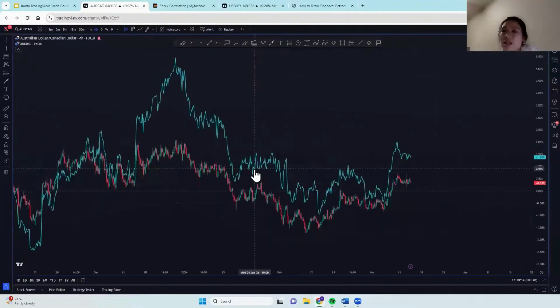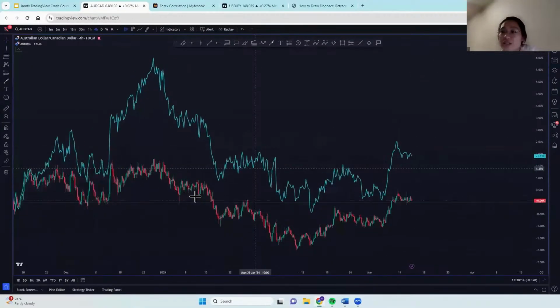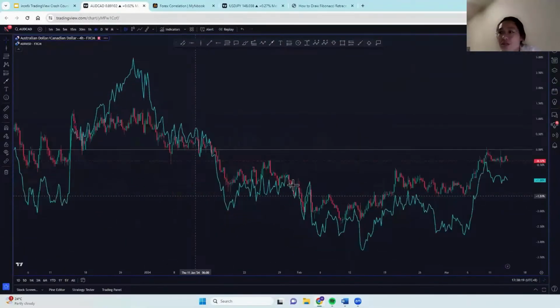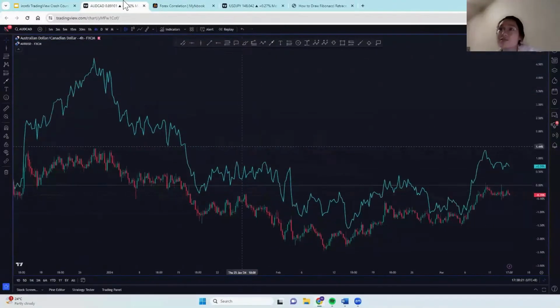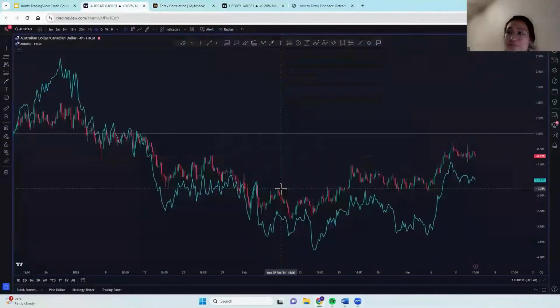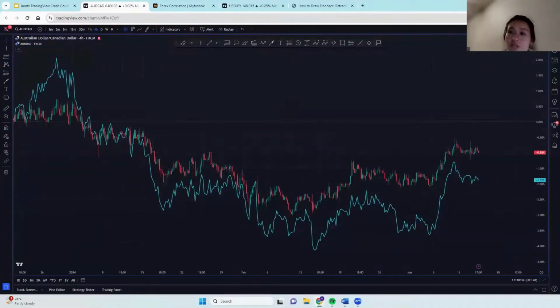Okay, so you can see exactly how correlated they are, right? You can see that the price is pretty similar. Price movement is very similar here. And that's because they are 97.2% correlated. Okay, so this makes it really easy when you want to enter more than one pair without having to analyze so many different charts. Since they are so positively correlated already, your analysis that you did for maybe AUD CAD can also be applied for AUD USD.